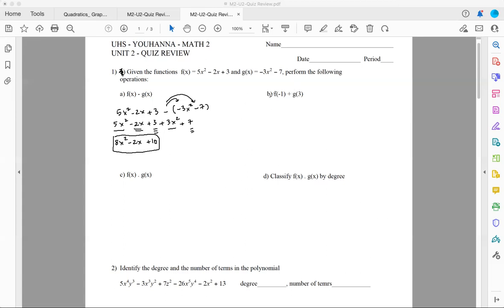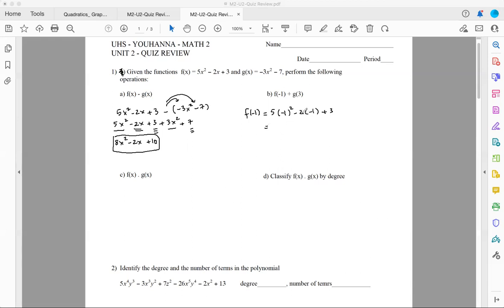Part B, f of negative 1 plus g of 3. So we start with f of negative 1. F of negative 1 means take all the x's away and replace them by negative 1. So plug in negative 1 for x. And this becomes, remember, a good practice for plugging in a positive or a negative is to erase all the x's away, right? Replace them with parentheses in the equation, and then plug in the anticipated value here, okay? So this is what we do to make sure that the math is done correctly.